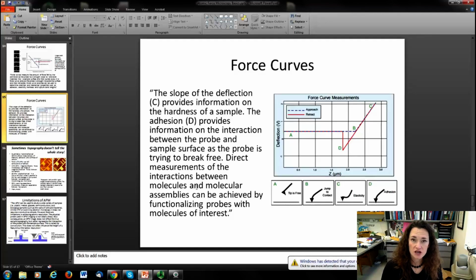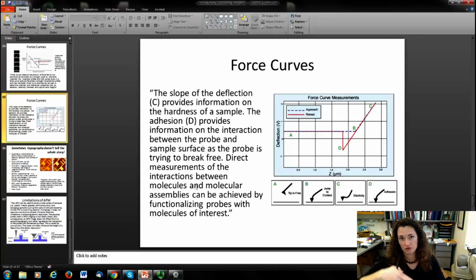And then, of course, lots of times people will functionalize their probe. They'll coat it with a thin film of some chemical of interest. And then that can be used to measure the interaction of whatever you've got on your sample with your thin film coating, and that might be of interest for particular studies.